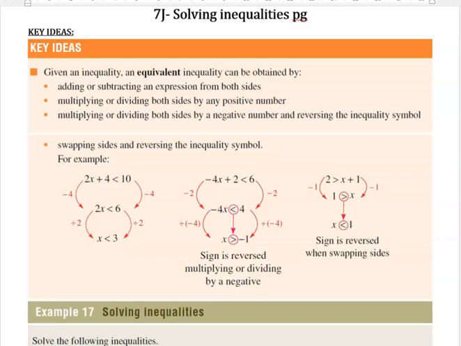Given an inequality, an equivalent inequality can be obtained. So we had an equal sign, both sides are equal. Now we've got an inequality, but you can solve it so that it's still true on both sides. And you do that the same way we would with an equation, adding or subtracting from both sides, multiplying or dividing, again, both sides, by a negative number and reversing the inequality symbol. So that one I'm going to have to show you.